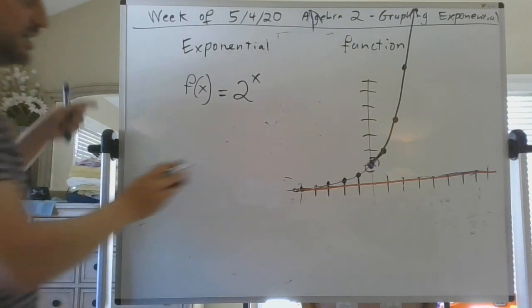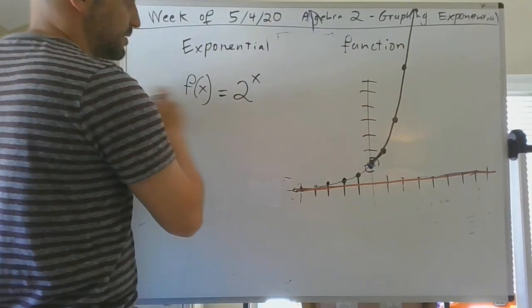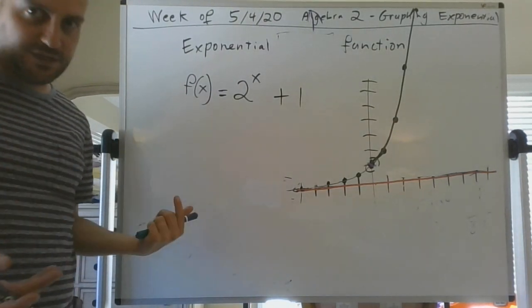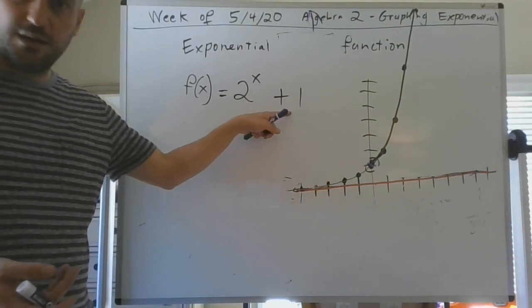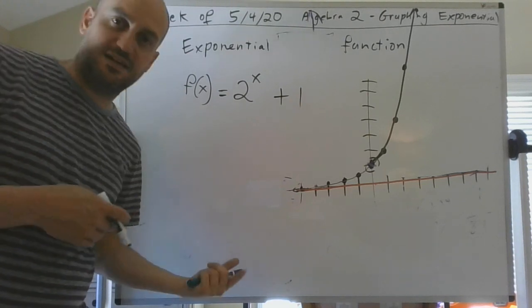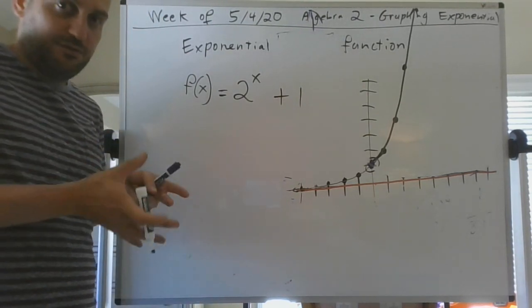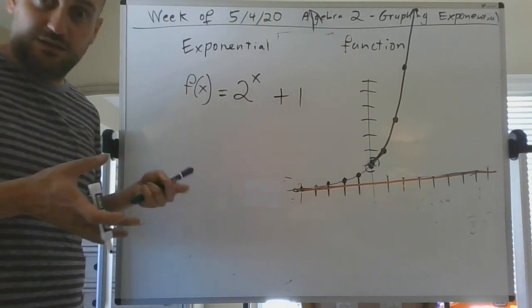What would happen if I do, let's say, something like this? Plus 1. Well, what you guys know from previous functions that we've done, when I put a number there, plus 1, minus 7, plus 3, whatever, it shifts. It's going to shift this graph. Well, which way is it going to shift it? How is it going to shift it?